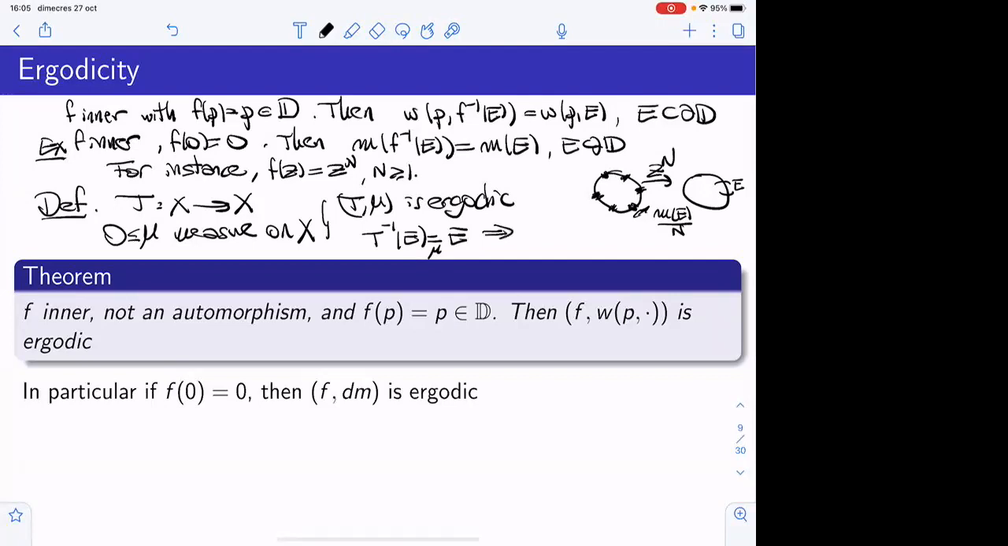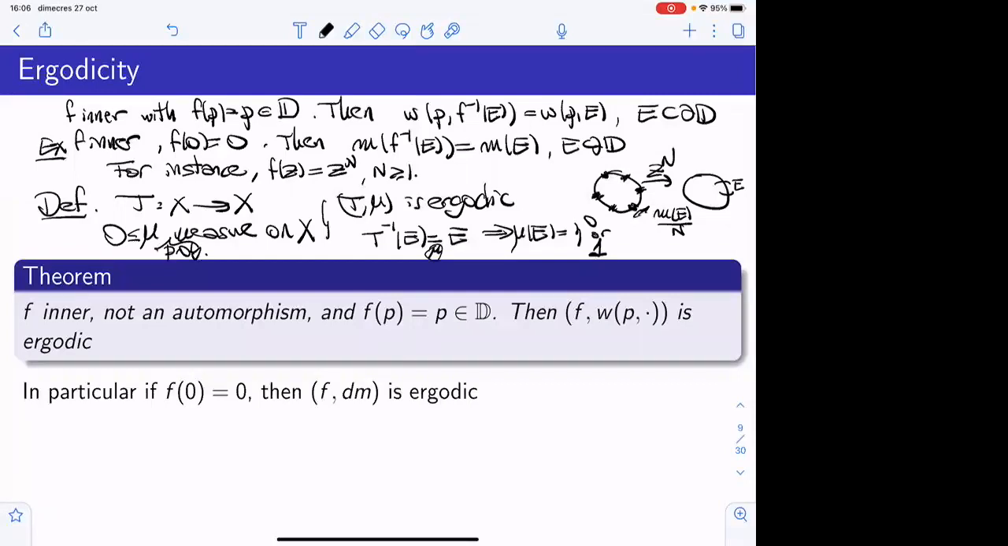So if T minus 1 of V equals V, then mu of V must be 0 or 1. This means that the only sets which are invariant under the mapping T are precisely the sets of measure 0 or total mass. I'm sorry, here mu is a probability measure on X. This identity means that these two sets coincide in the sense of the measure mu. So these two sets, T minus 1 of V and V, could be different, but they could differ at most on a set of mu measure equal to 0.